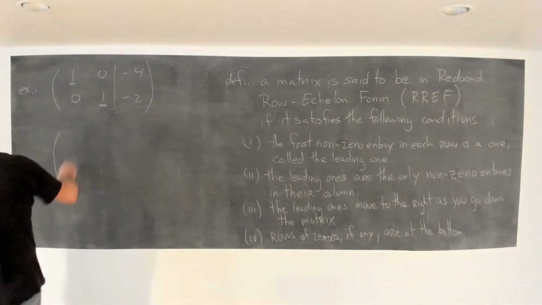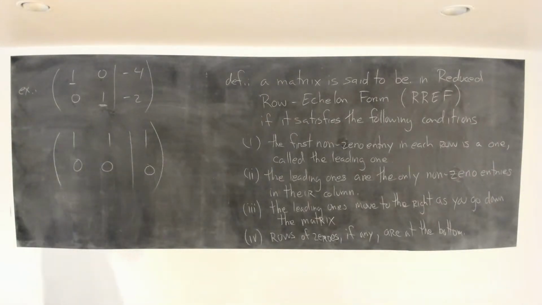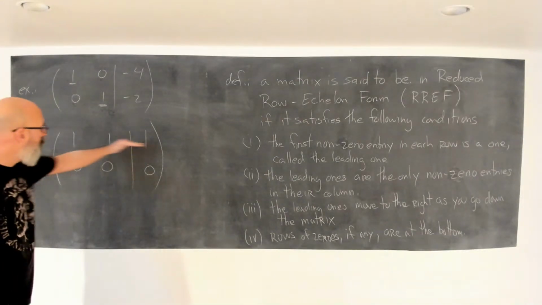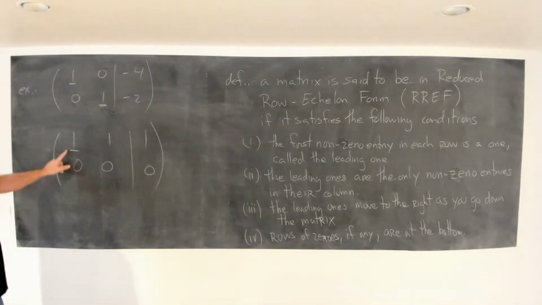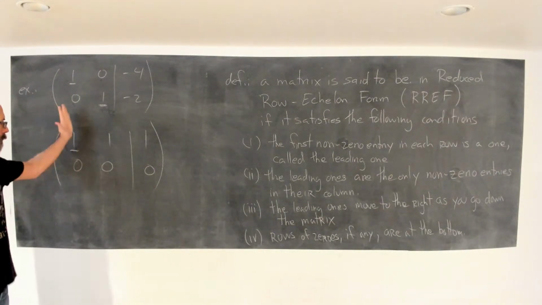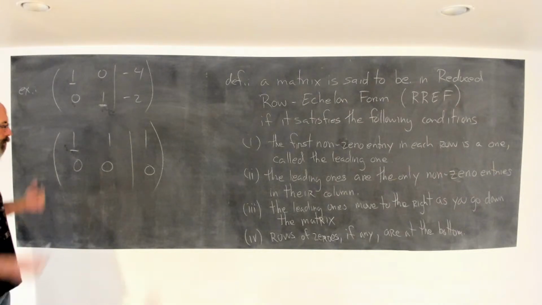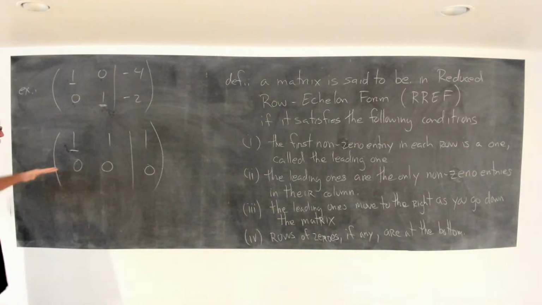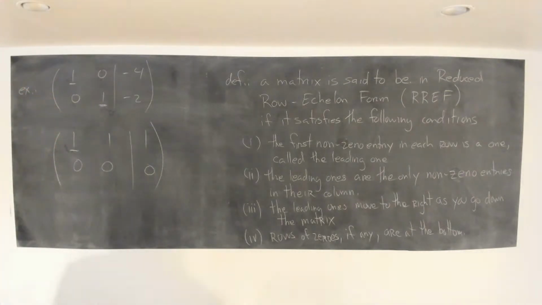But let's take the example we just looked at, the 1, 1, 1, 0, 0, 0. First non-zero entry in each row is a 1. Here you don't have any non-zero entries in the second row. So the first non-zero entry in each row is a 1, called the leading 1. The leading 1 is the only non-zero entry in this column. Looking good. Leading 1s move to the right as you go down the matrix. Well, there's only one leading 1, so that condition is vacuous. And rows of zeros, if any, are at the bottom. There it is. This is in reduced row echelon form.